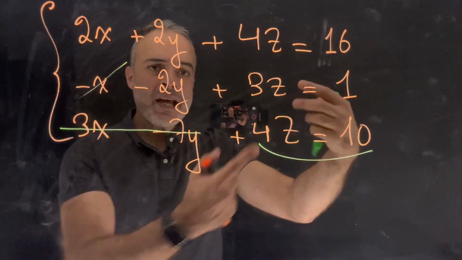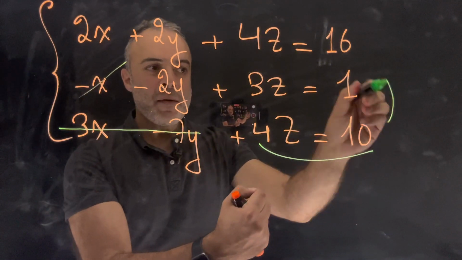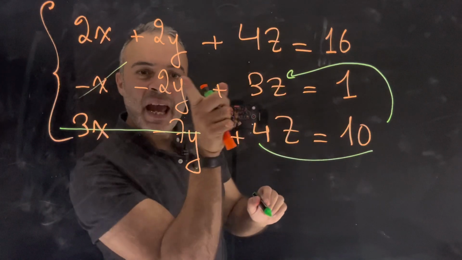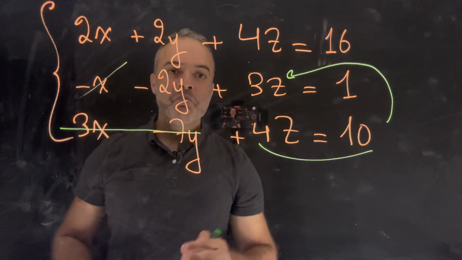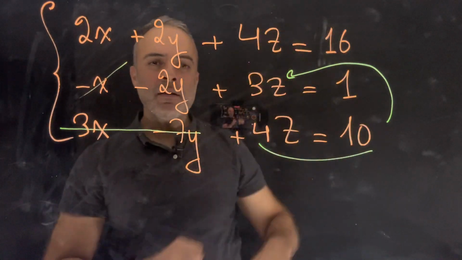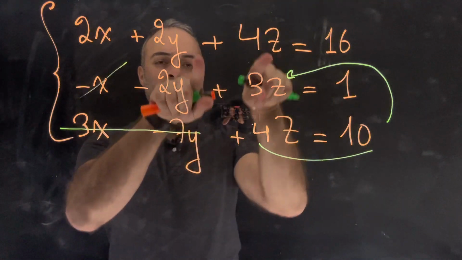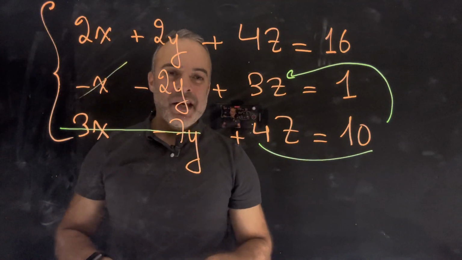But I have found Z before, right? So if I plug in Z here, I will be able to find Y. Then I move up again. I have Y and Z. I plug them in, I get X. Okay? So that's the idea.